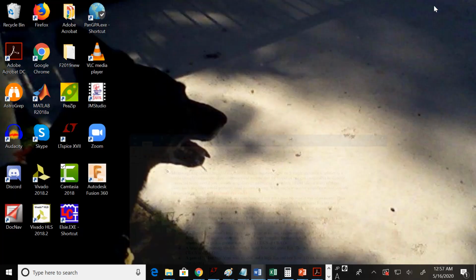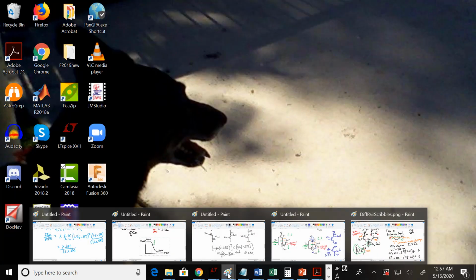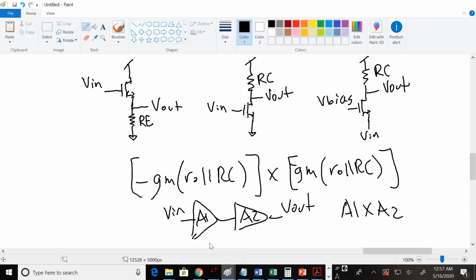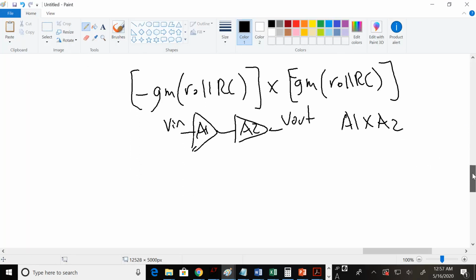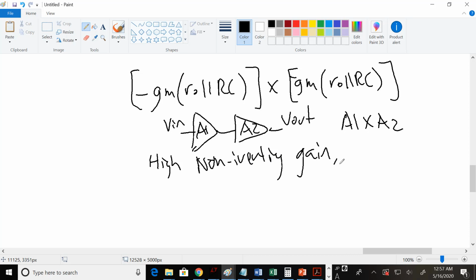Okay. So I don't want to do these questions. I forget exactly what's on there, but let's just do a couple of examples, and that should be enough to get you started. So let's use the example I just said: high non-inverting gain with low R out.